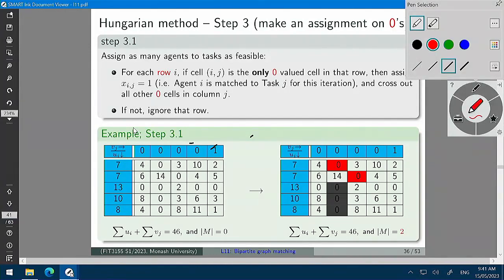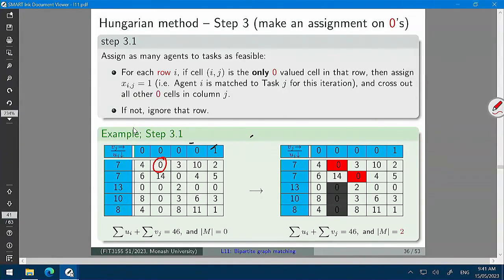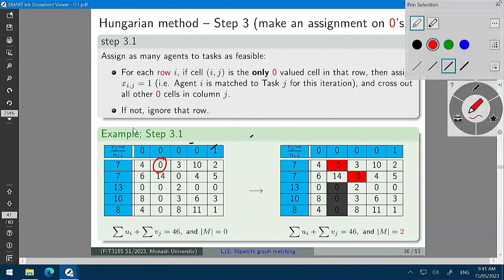How many zeros do you see in the first row? There's only one 0, isn't it? Okay, let's go and assign that. Now, once agent 1 has been assigned to task 2, can task 2 be assigned to any other agent? So we simply rule those things out.